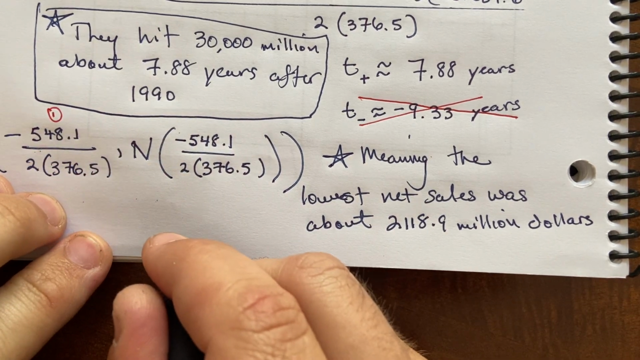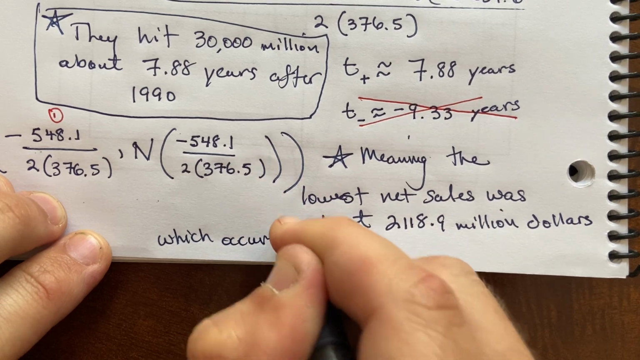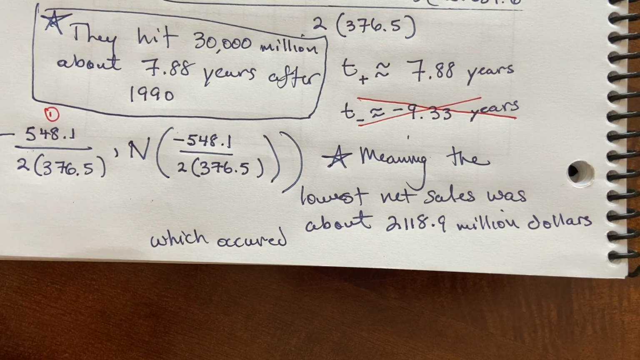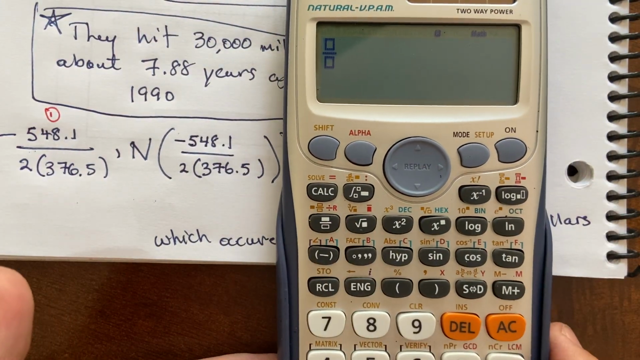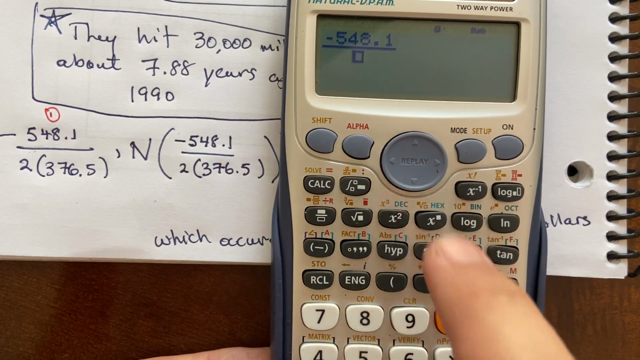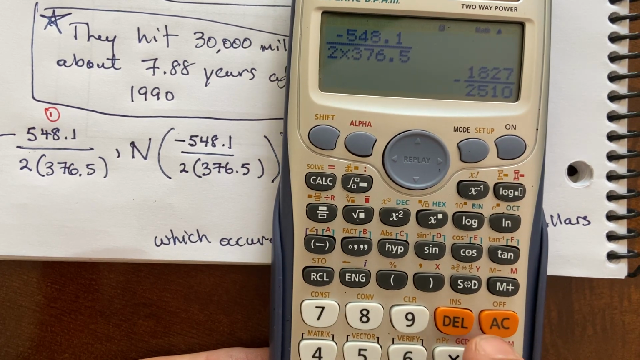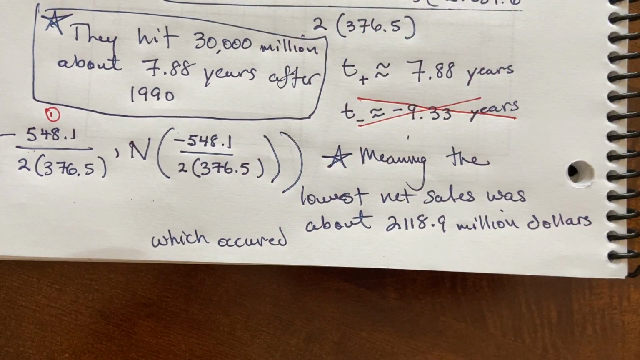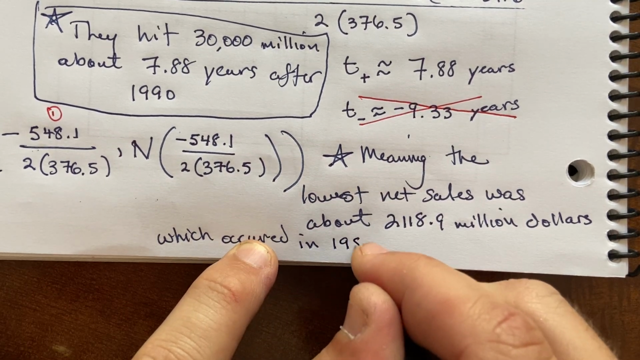which occurred this amount of time before 1990. So I'm going to type in that again just so I can see what number that is. So negative 548.1 over 2 times 376.5. So that was about 3/4 of a year before 1990, which occurred, so I'll say in 1989.